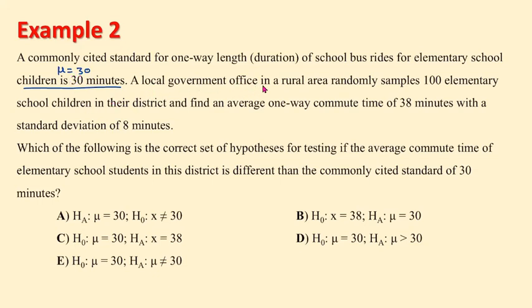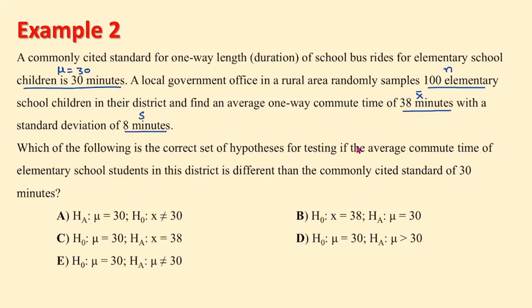A local government office in a rural area randomly samples 100 elementary school children in their district and finds the average time of 38 minutes. Now here, 100 is the sample size and 38 minutes is the sample mean. They find the average of one-way commute is 38 minutes, with a standard deviation of 8 minutes. So the sample standard deviation is 8 minutes.